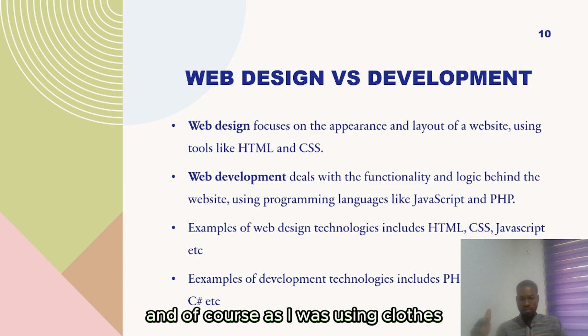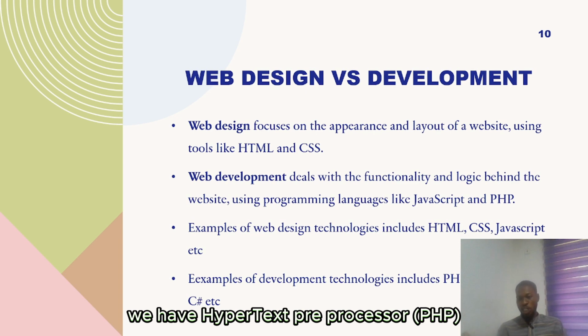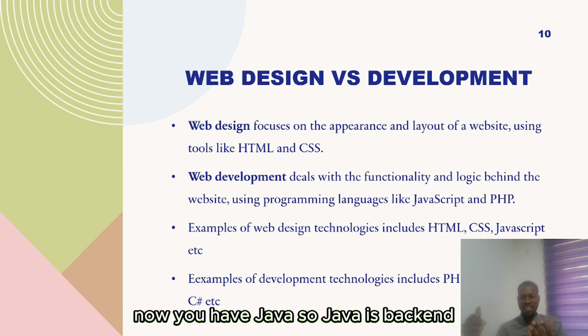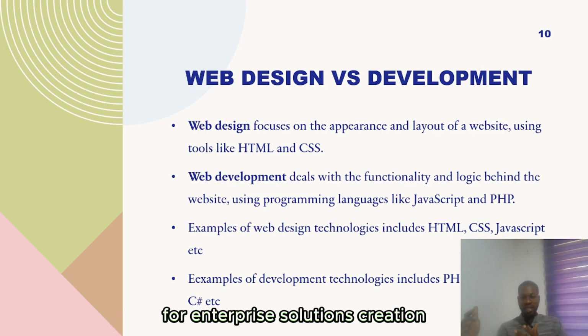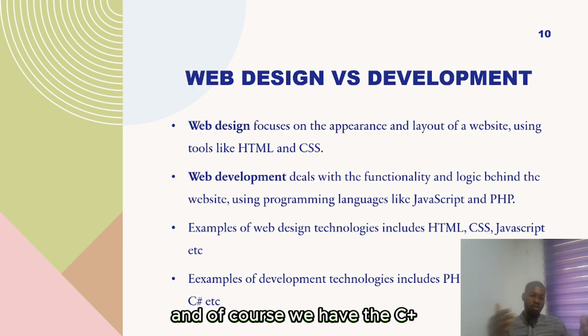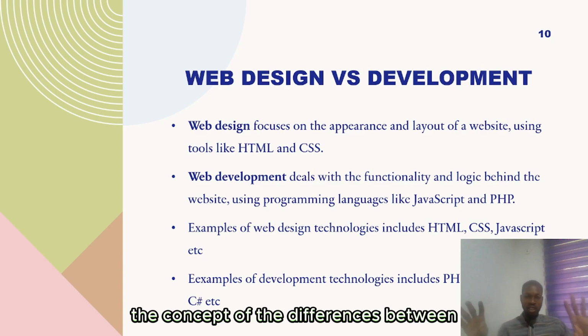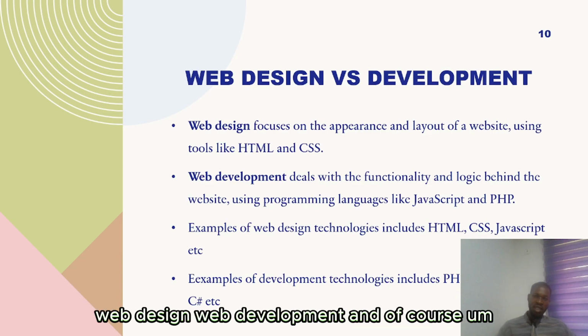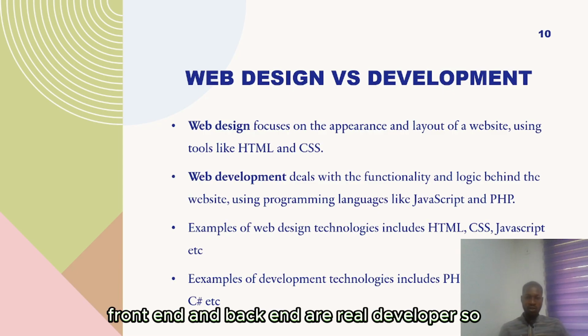And of course, examples of back-end technologies include the Hypertext Preprocessor, PHP, and Node.js. Now you have Java. Java is back end and it's a very serious programming language for enterprise solutions creation. And of course, we have C Sharp and Python. So I hope you understand the differences between web design, web development, and of course, front end and back end web developer.